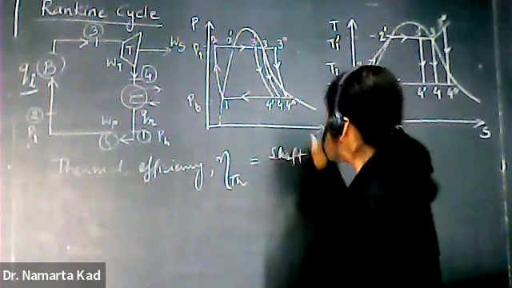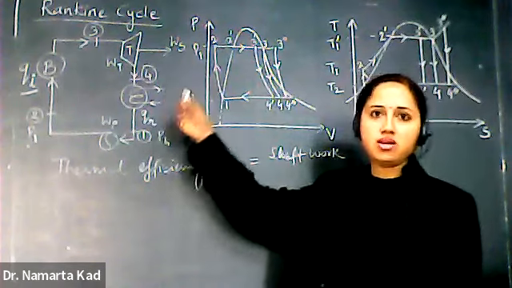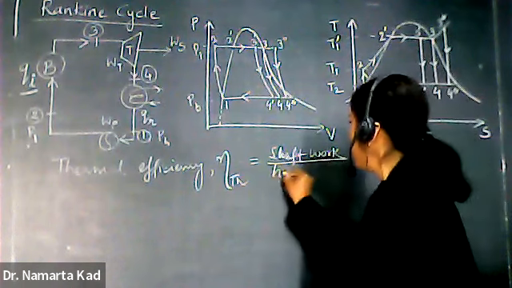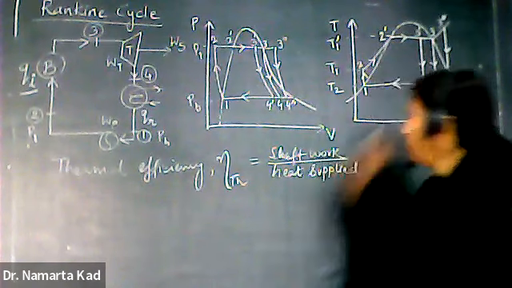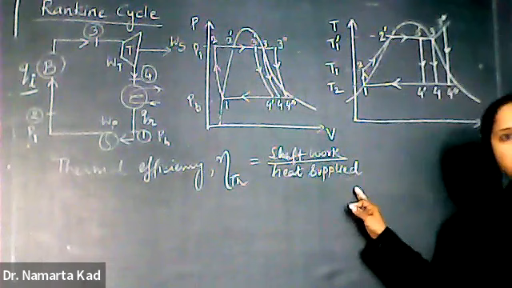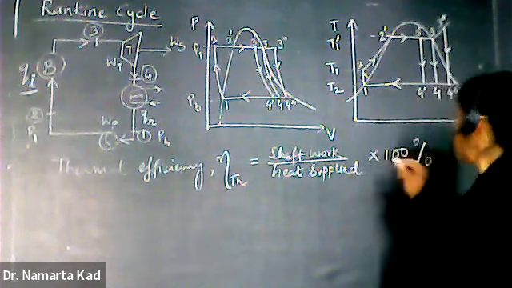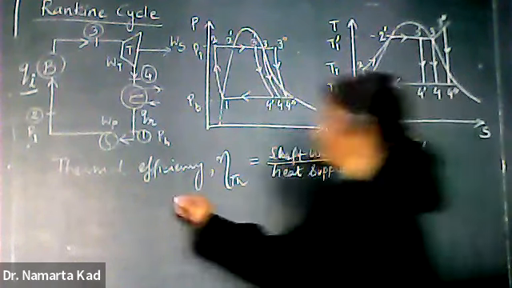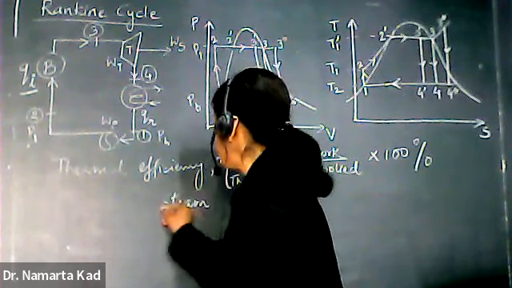The shaft work is the work done at the shaft, which is common between the turbine and the generator. The shaft work is divided by the heat supplied during the process. You have to calculate this thermal efficiency as a percentage, so just multiply it by 100 and convert it into percentage. So this is the first formula, thermal efficiency. The next one is the steam rate.